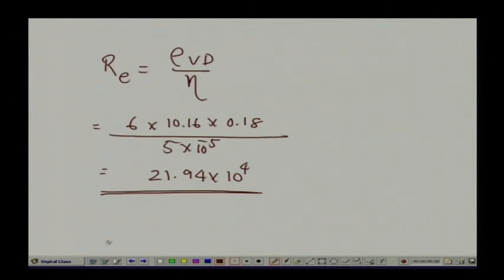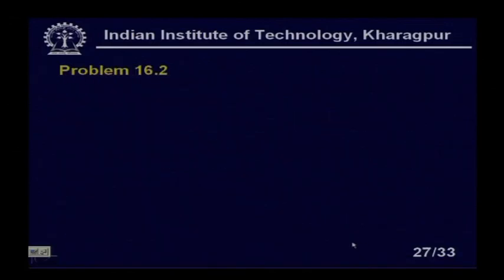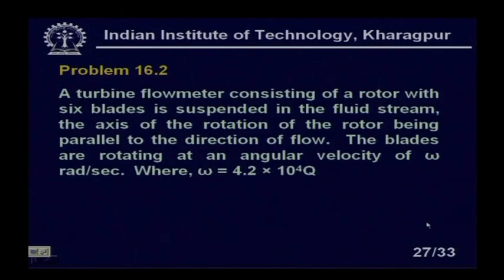Let us go to problem number 2. Problem number 2 is on the turbine flow meter. Very straightforward problem. Just plug in the equations, you will get the answer. A turbine flow meter consisting of a rotor with 6 blades is suspended in the fluid stream, the axis of rotation of the rotor being parallel to the direction of the flow of the fluid, right.